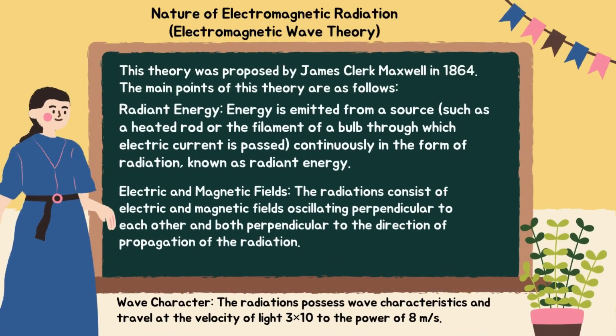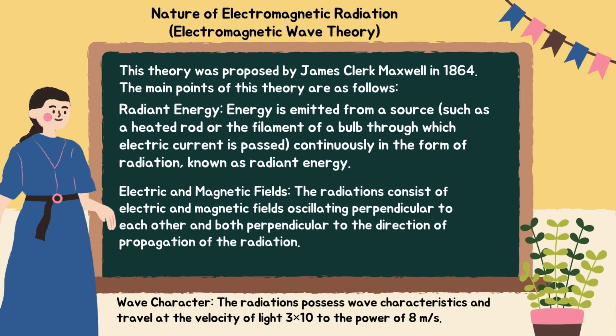Next is nature of electromagnetic radiation, electromagnetic wave theory. This theory was proposed by James Clerk Maxwell in 1864. The main points of this theory are as follows.